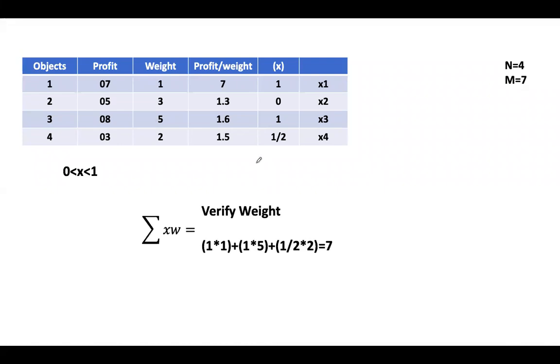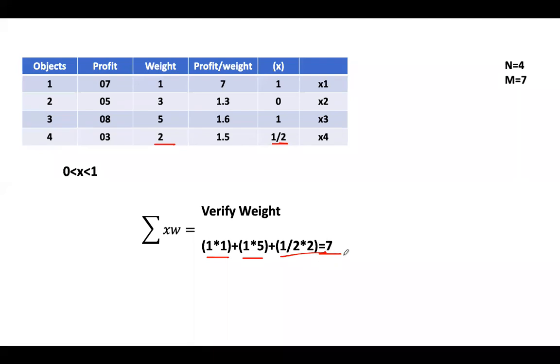Okay, summation of Xi into Wi. 1 into 1. 0, don't consider that. 0 into 3 is 0 itself. Plus 1 into 5. Plus half into 2. Xi into Wi, totally, you should get weight 7. So we have done it properly. We have considered 3 objects. Altogether, weight should be 7 kg.